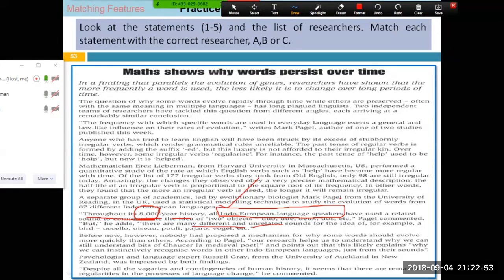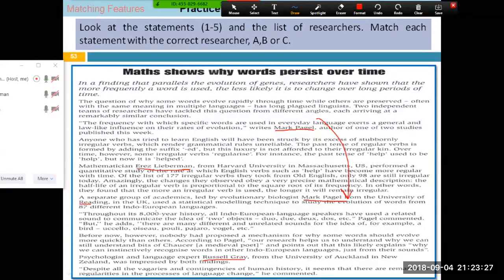Now Pagel, let me first underline where Pagel is mentioned. Pagel was mentioned here somewhere in the beginning. I know where it is. Now here, Mark Pagel, if you see. And then there was another person, Lieberman here. Then Pagel again here, and then Russell Gray here. You see, Pagel has come twice.